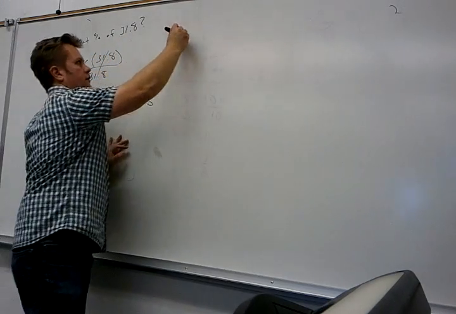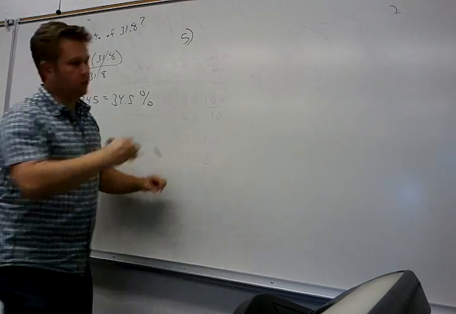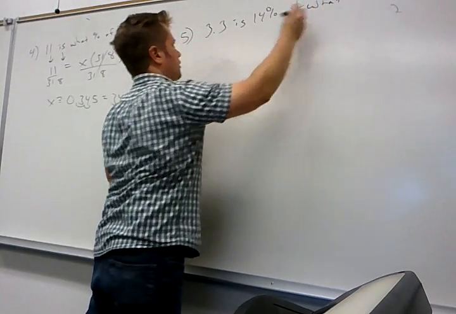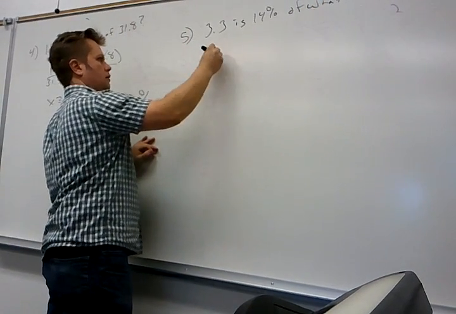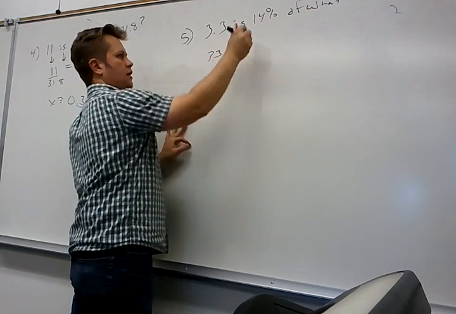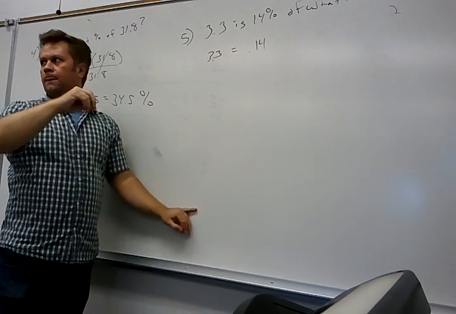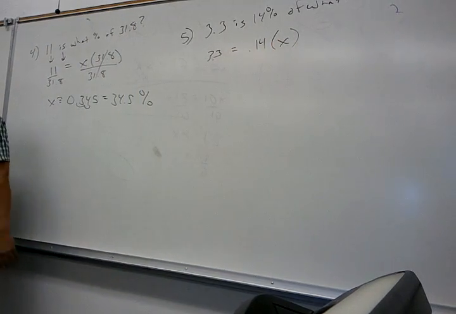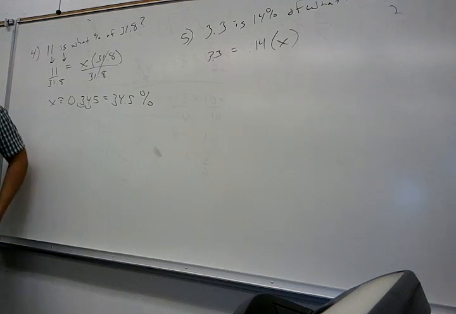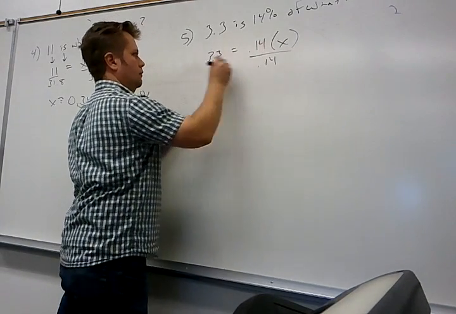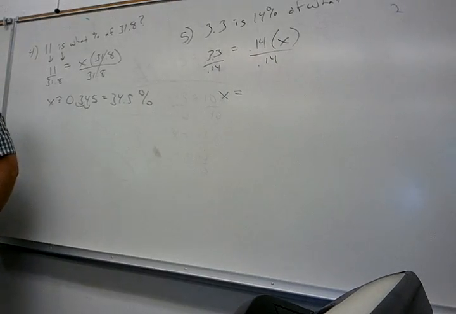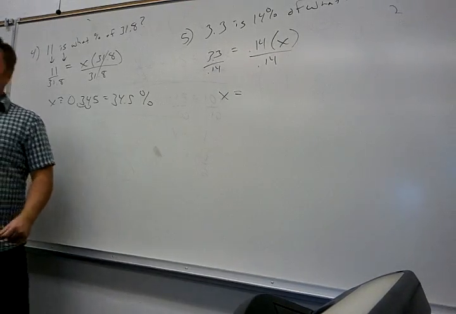So what about number 5? 3.3 is 14% of what? 3.3 equals 14%, which is 0.14, of what? I don't know. You don't have to put parentheses there. I don't know why I did. I just did. And then what do I do to solve for x? Divide. X equals whatever it has. 20 something. 23.7.